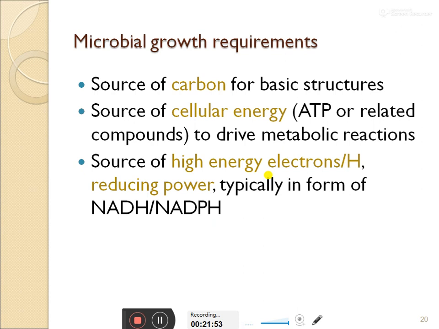Microbial growth requires a source of carbon for basic structure, a source of cellular energy, ATP or related compounds, to drive metabolic reactions, and a source of high energy electrons, reducing power, typically formed in NAD or NADPH.